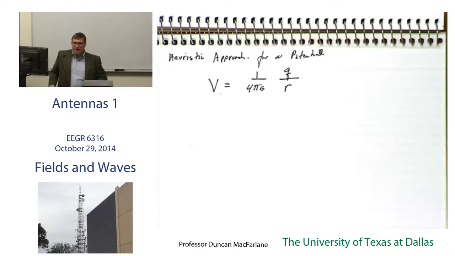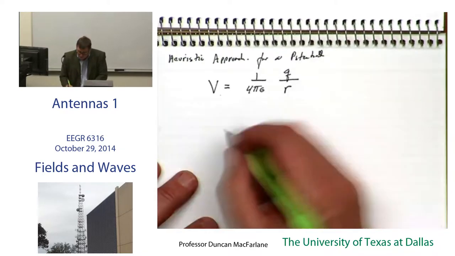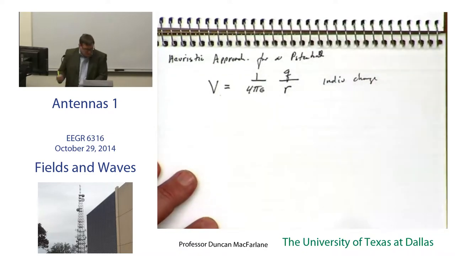So 4 pi R cubed, 4/3 pi R squared, those kinds of things, right? That speaks to a sphere. Okay? All right. That's for an individual charge. And that's just an example.